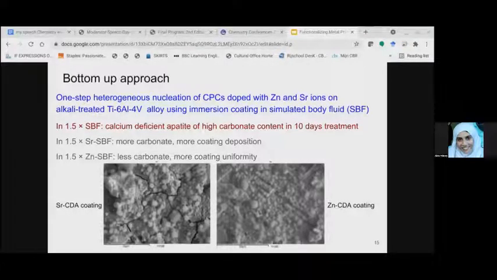This led to the heterogeneous nucleation and the crystallization of calcium-deficient carbonated apatite in 10 days treatment. Doping the immersion coating solution with strontium and zinc ions led to changes in carbonate content and coating uniformity. In both cases, strontium carbonate and zinc carbonate phases could be detected.